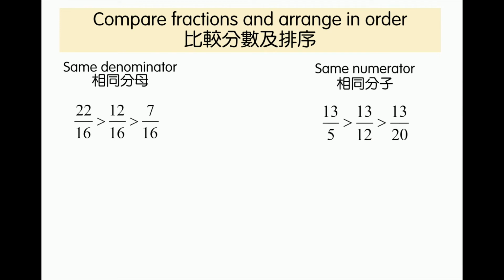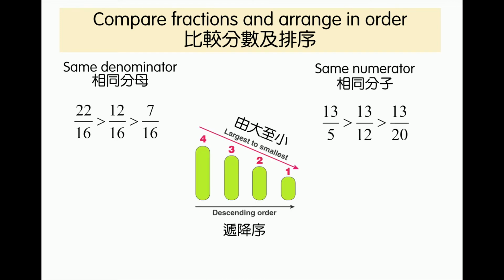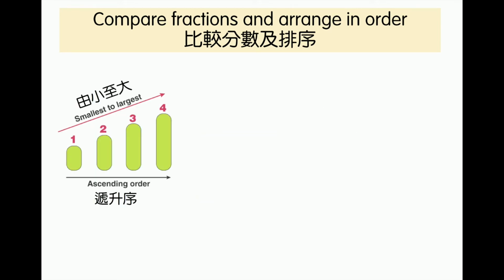The way that we order these two groups of fractions, we call it descending order, which means from largest to smallest. The opposite is called ascending order. Here we have 3 fractions that we want to arrange. But as you can see, they all have different denominators. Therefore, we need to use expansion or simplification to help us.